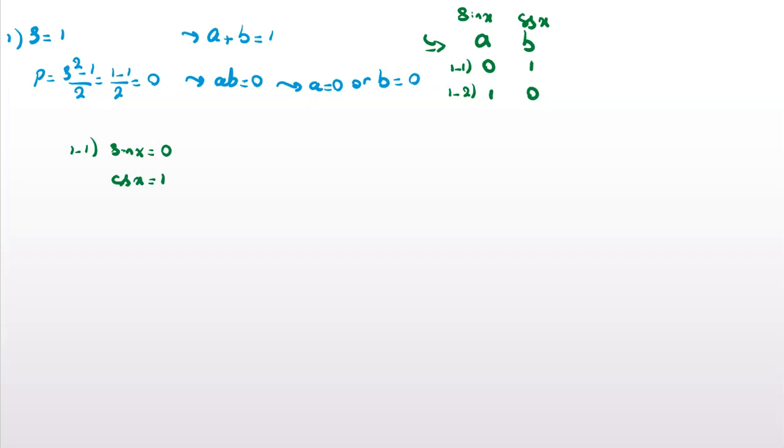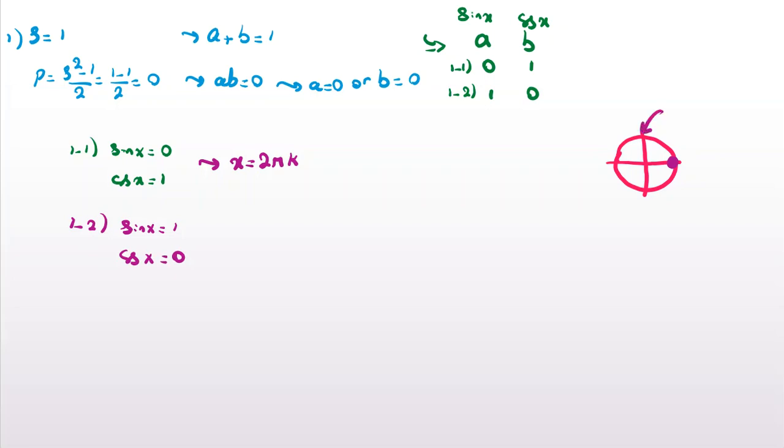So if we consider the unit circle, here our answer is sine x equal to 0, cos x equal to 1. It is this. So it will be x equal to 2 pi k. Case 2: sine x equal to 1, cosine x equal to 0. It is this. So it will be x equal to pi over 2 plus 2 pi k. Okay, so we found these two answers for x.